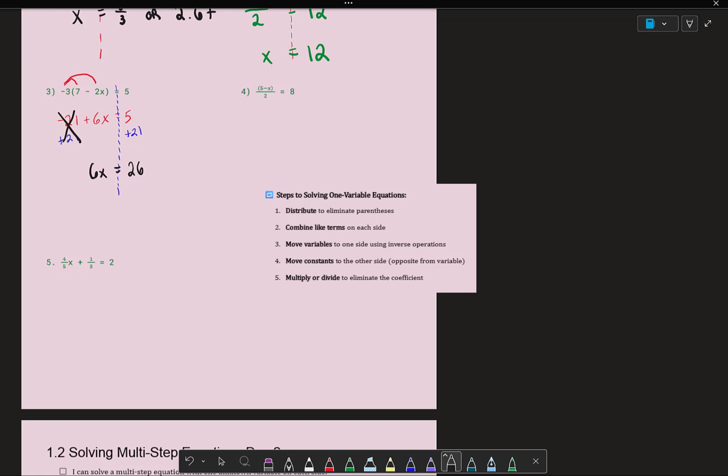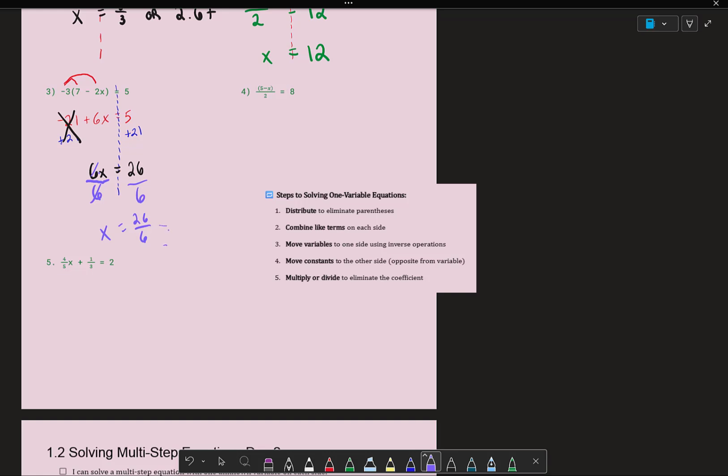Step 5, multiply or divide to eliminate the coefficient. The coefficient is 6. That is 6 multiplied by x. So we're going to divide both sides by 6. 6 divided by 6 is 1x. And then 26 divided by 6, that's going to be a decimal. So I'm just going to leave that as a fraction.